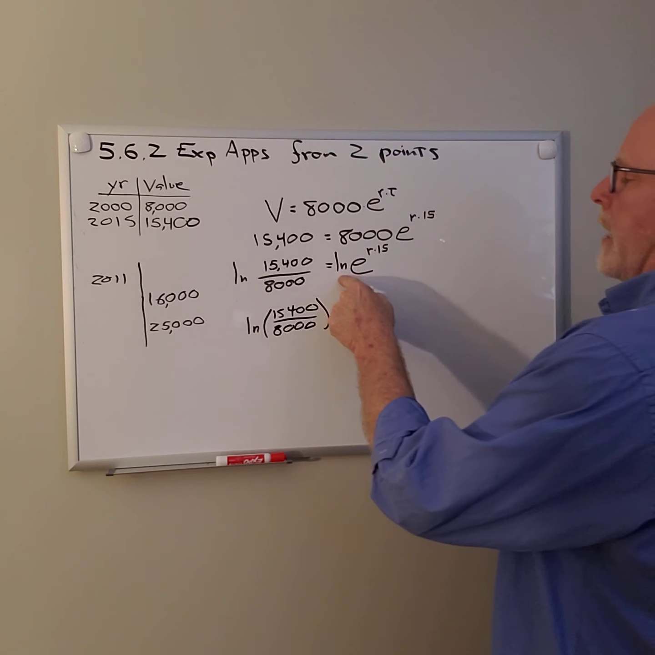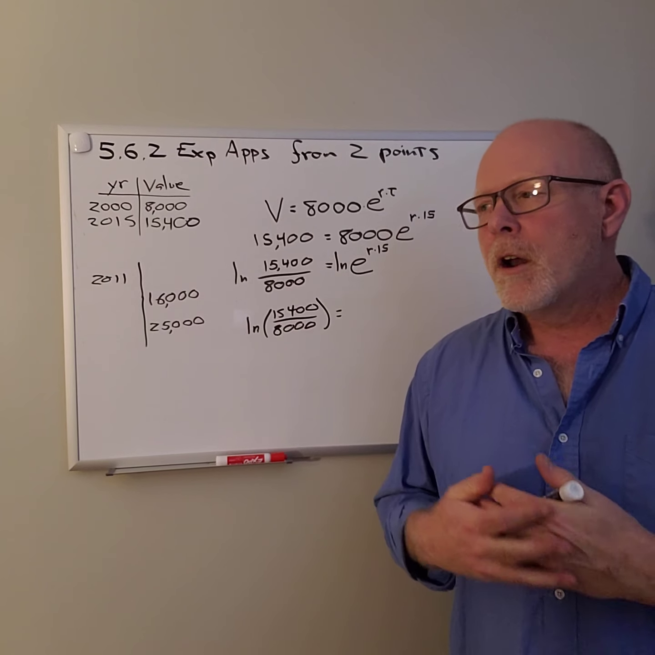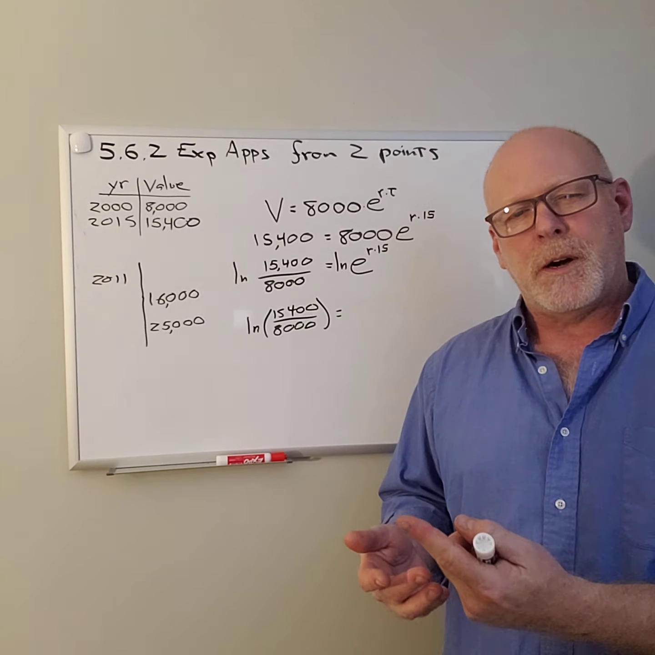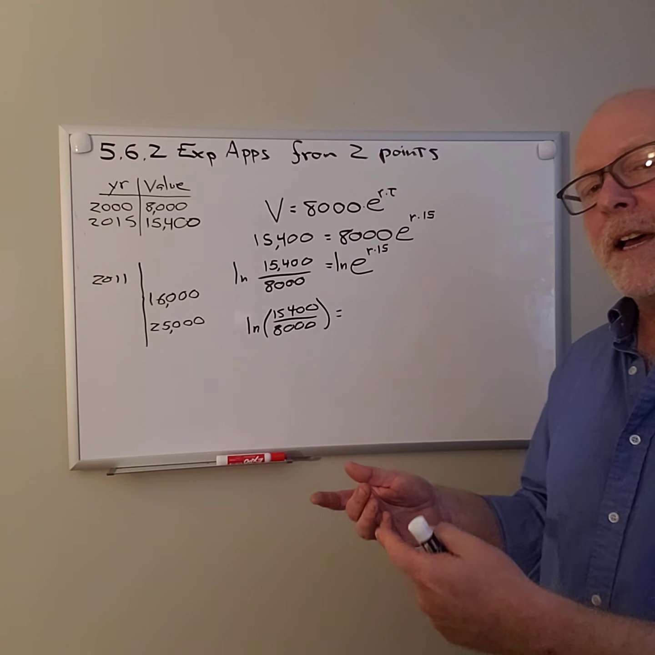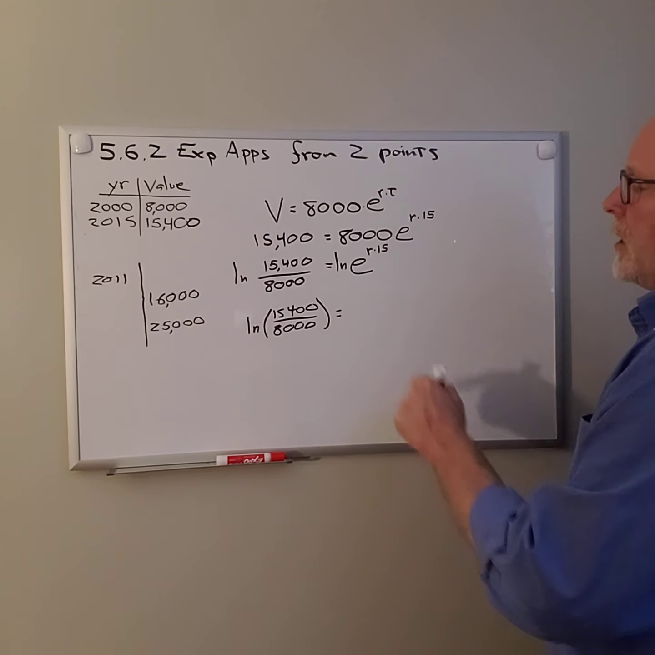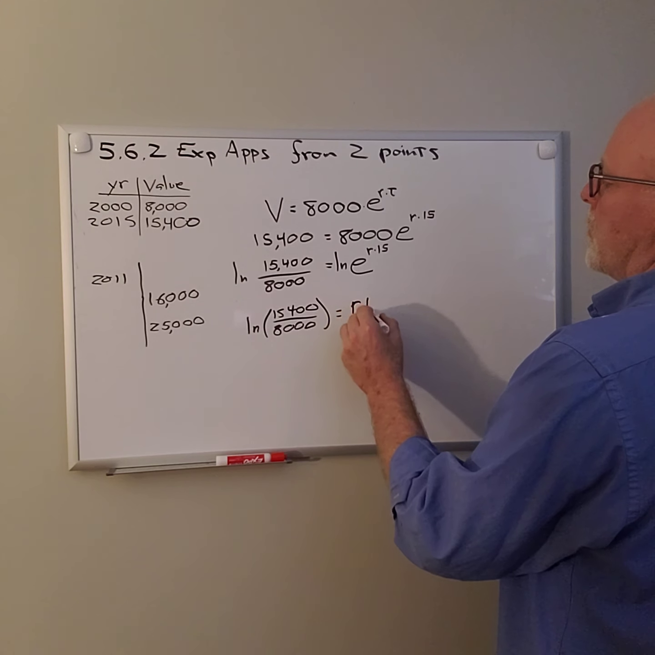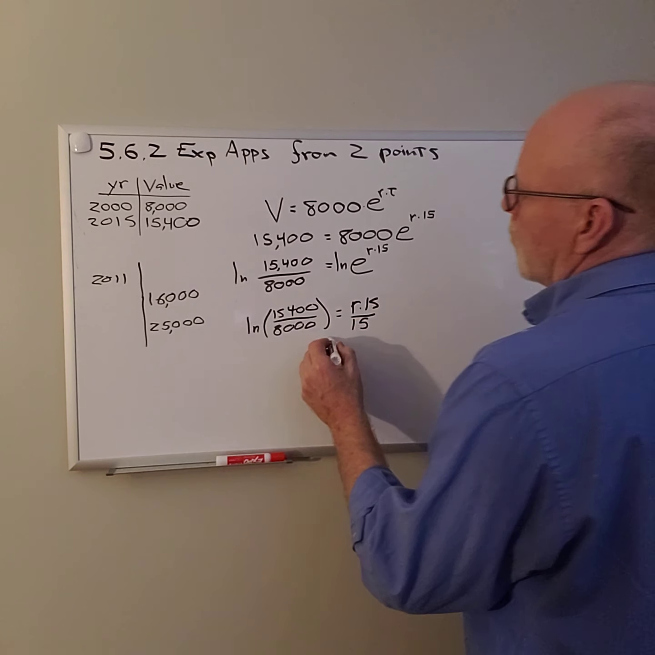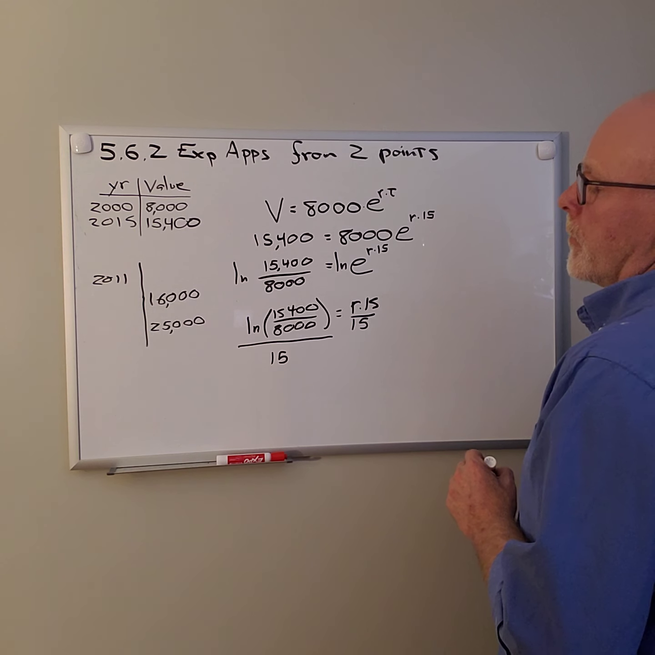And on this side, natural log and E, haven't really talked about it this way, but they're inverse functions, which means they cancel each other out. So like if you have an x squared and you square root it, they just go away. Or if you have a times 2 and divided by 2, they cancel each other out. Same thing here. The natural log and E will cancel each other and leave us with R times 15. Divide both sides by 15, and that'll give us R.